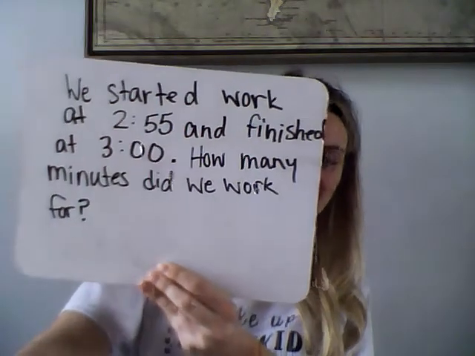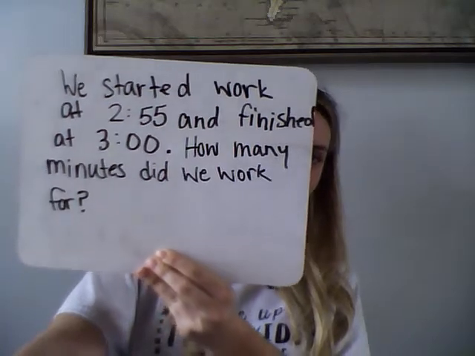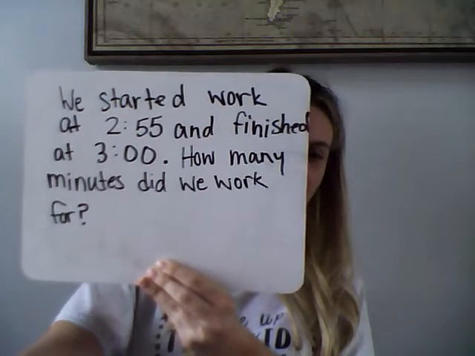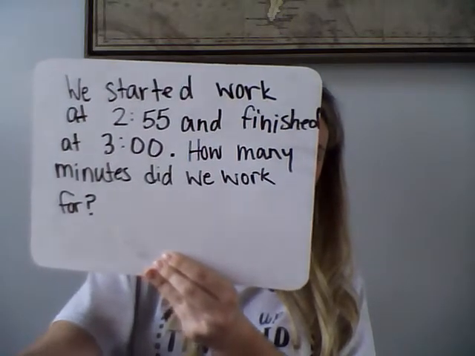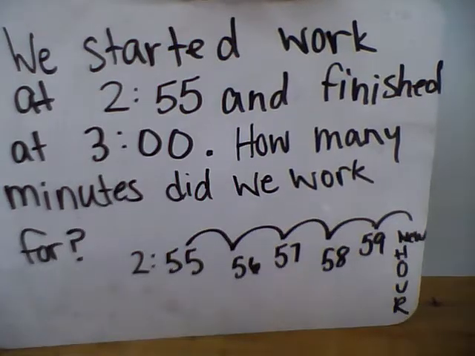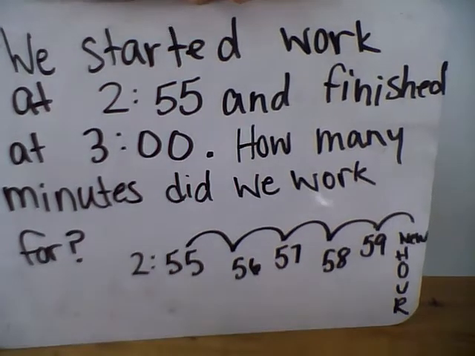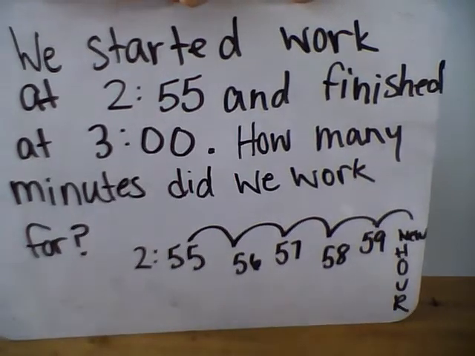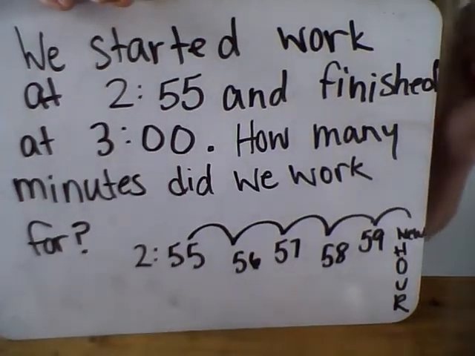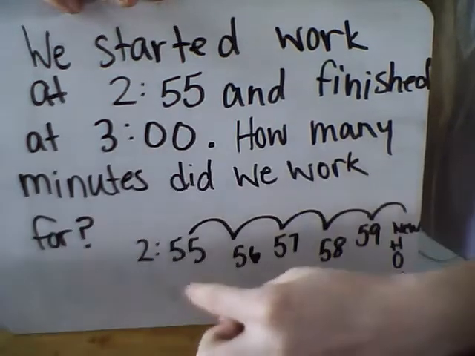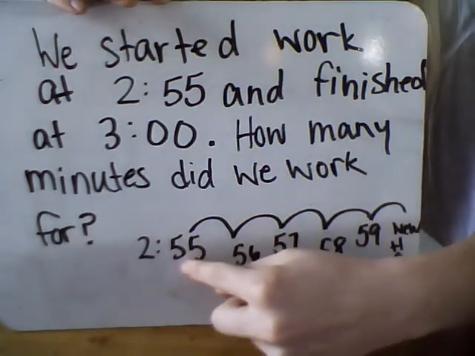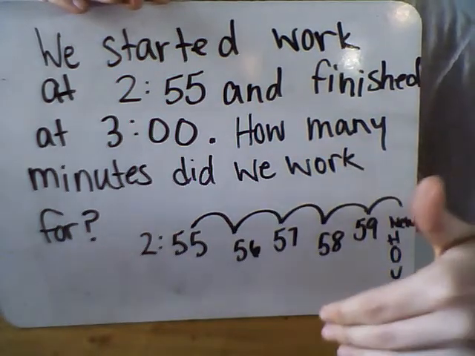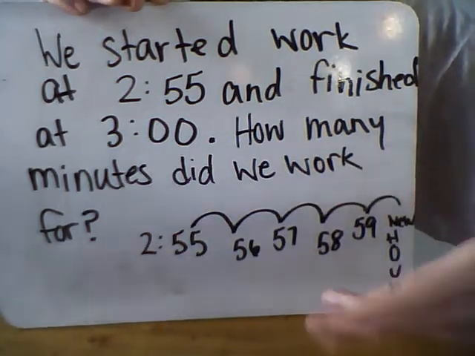My next one is a time question. We started work at 2:55 and finished at 3 o'clock. How many minutes did we work for? Pause the video and solve. Okay, to solve this, you would have to have some basic knowledge about the time. Instead of 60, we put 00 for o'clock. So I went from 55 and I wanted to go to 60, which is what we say as o'clock. So that would be a new hour.